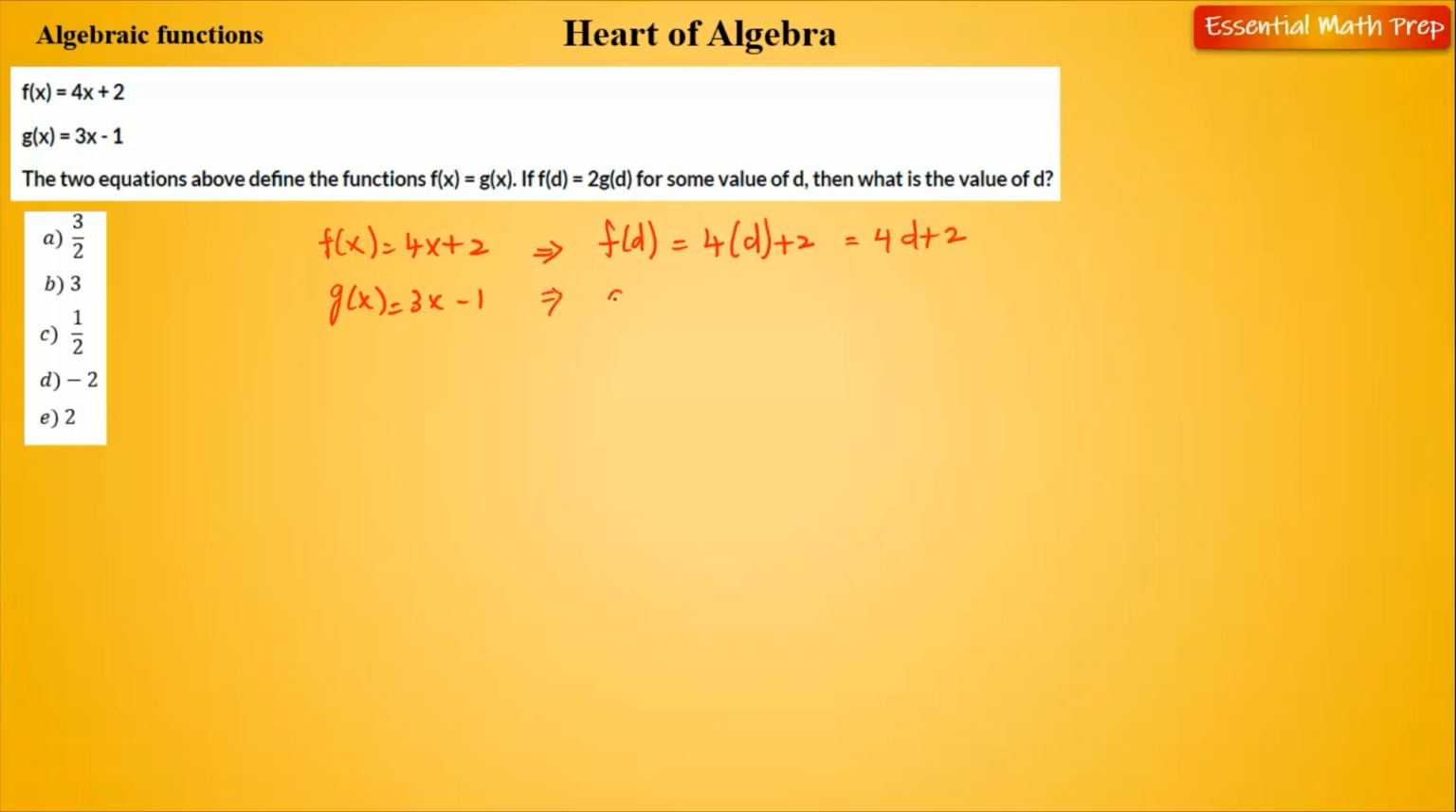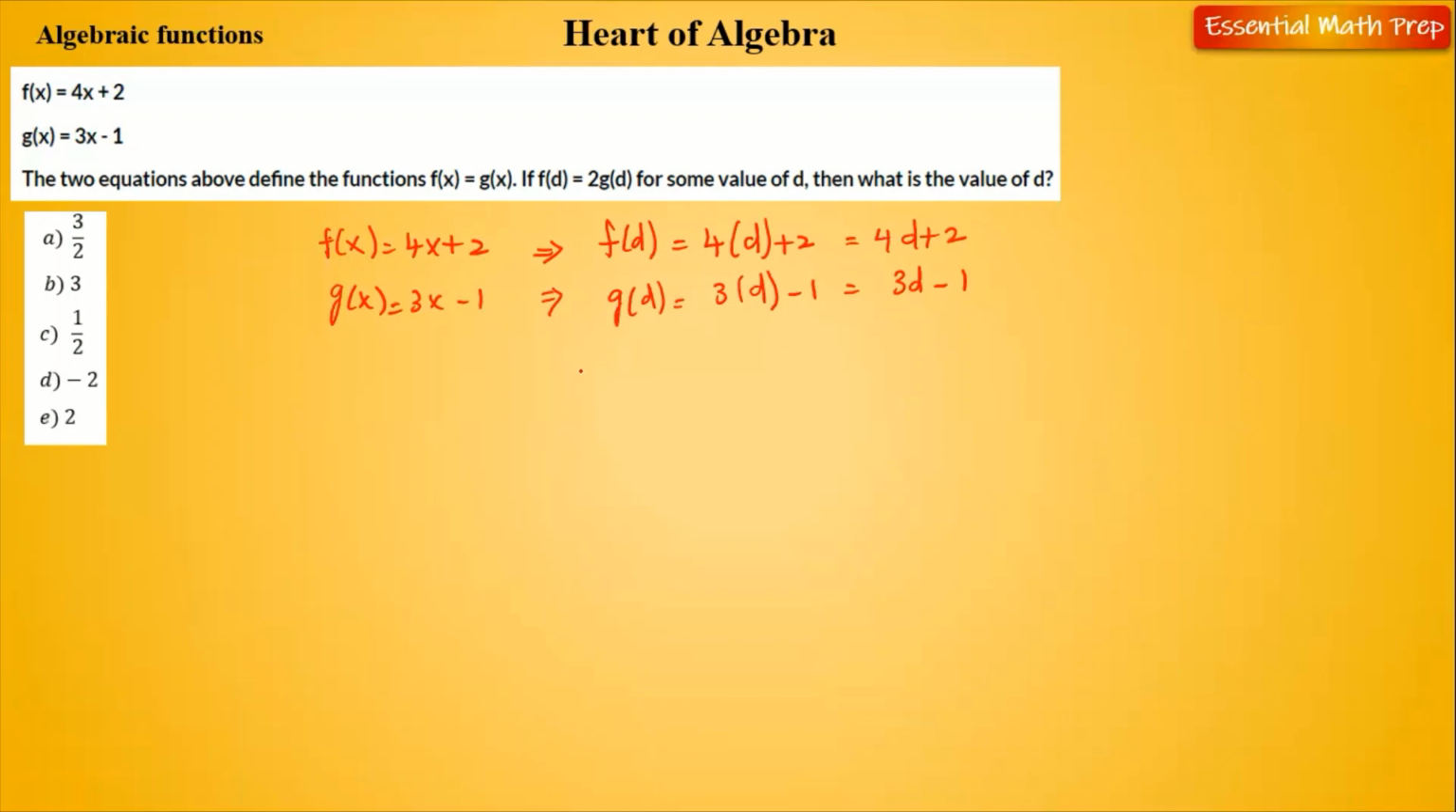Similarly, g of d equals 3 times d minus 1. That leads to 3d minus 1. Now, as of now, there's no confusion, and there will be no more confusion in the rest of the problem.